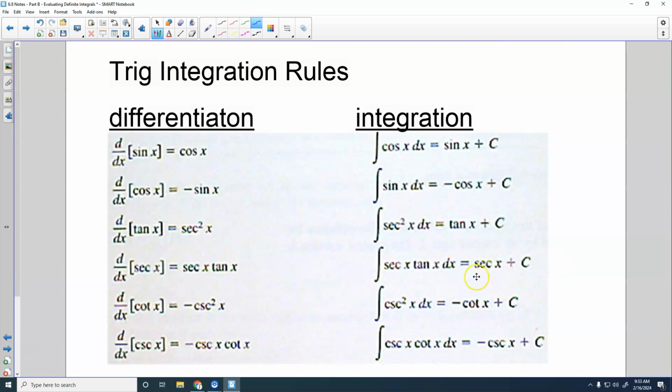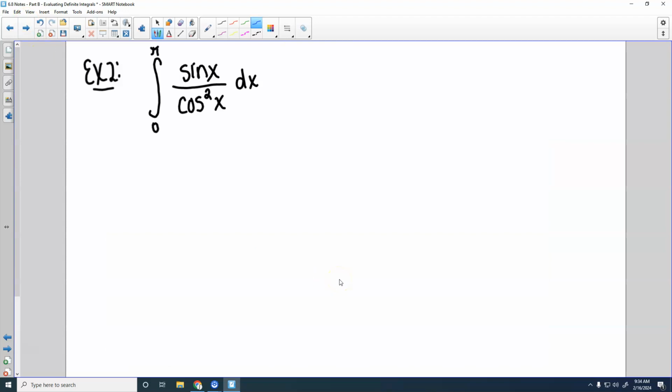We can eventually do it, but we'll have to do something different. And then cotangent, cosecant, those are just going to be the same deal, but opposite signs for those. Okay, so let's look at some problems here.